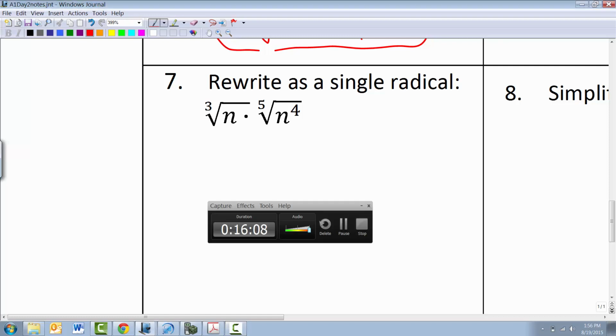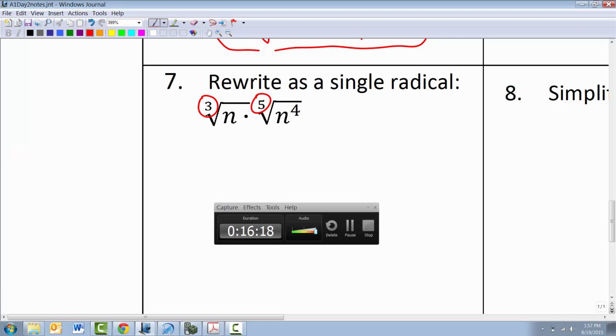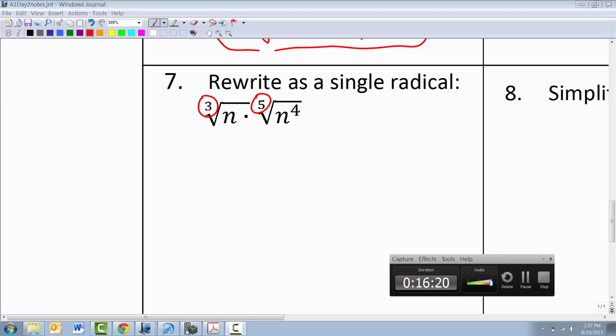Couple more. Here's the problem with this one. These indexes are not the same. So guess what you should do? Even though it doesn't say anything about fractional exponents, to get this to happen, fractional exponents are the key. N to the what power? 1/3. Nice. Some people are just right ninjas, math ninjas. N to the what? 4 over 5.